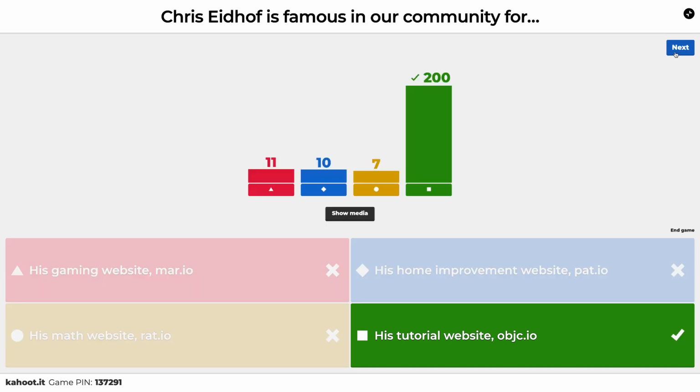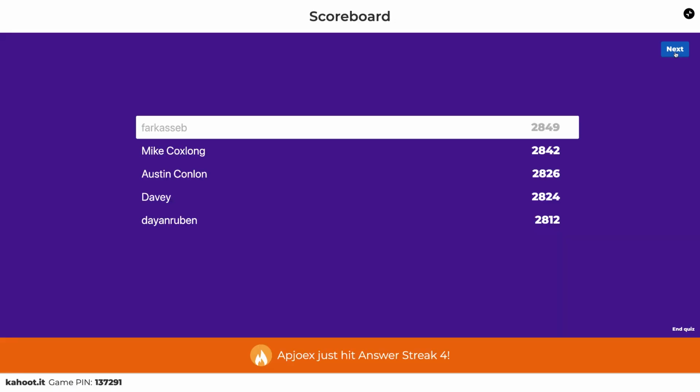Yes, of course, it is obc.io. I believe someone asked him whether he was planning to change to swift.io. I think someone had taken it already. Dear me. Anyway, 200 folks, well done. How do the leaderboard? Austin Conlon passed 4,000 points. Well done. And an answer streak of 4 from AP Joe X. Well done.